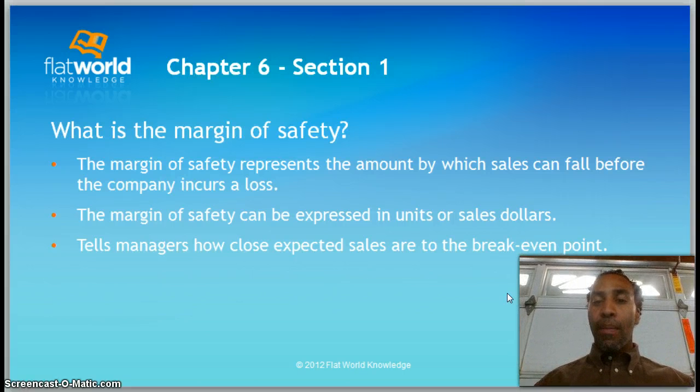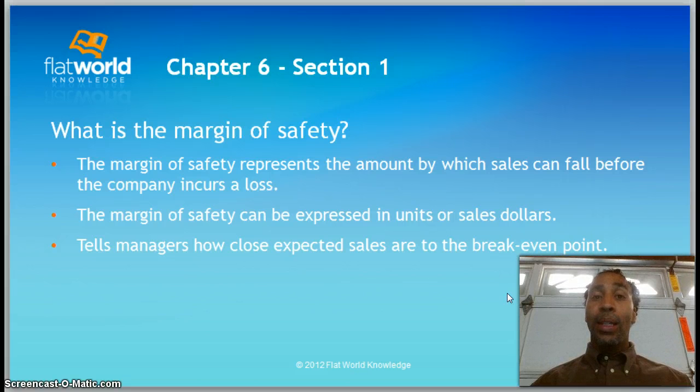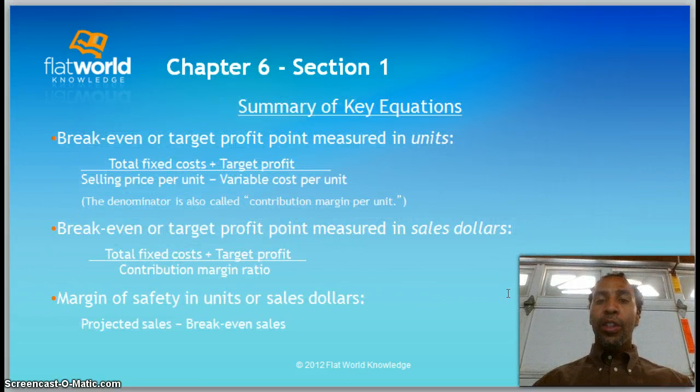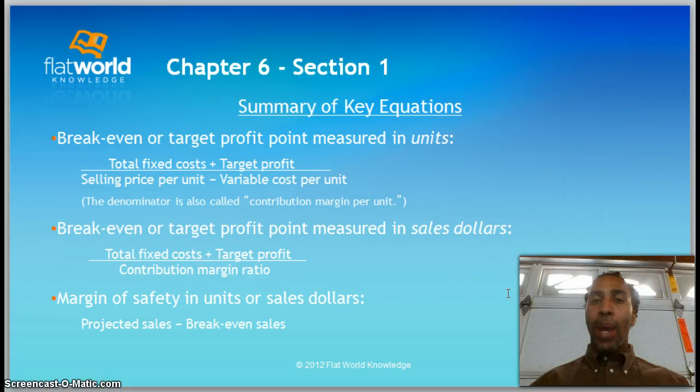The margin of safety can be expressed in units or sales dollars. It tells managers how close expected sales are to the break-even point. Now remember, I did say expected sales, so you have to be careful with that because that's not actual sales as of yet. So here's just a summary of key equations. You can go back to the PowerPoint and pull it up. You need reference before your test or whatever, and check these out.